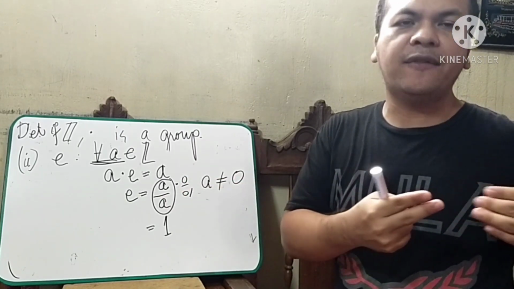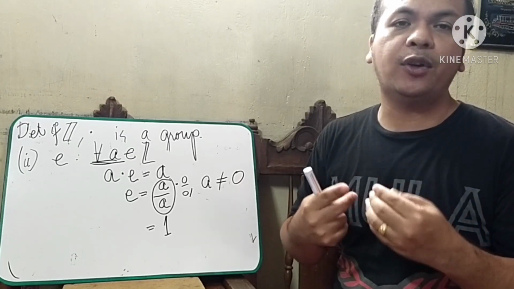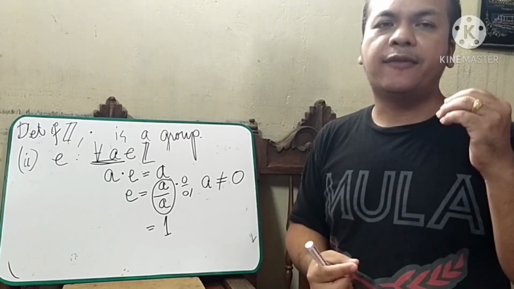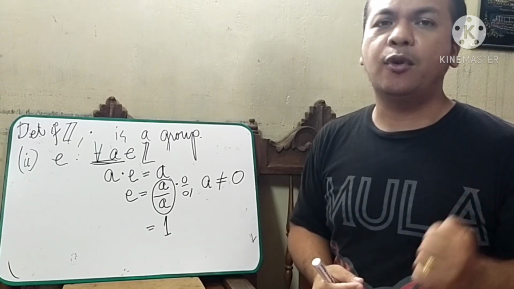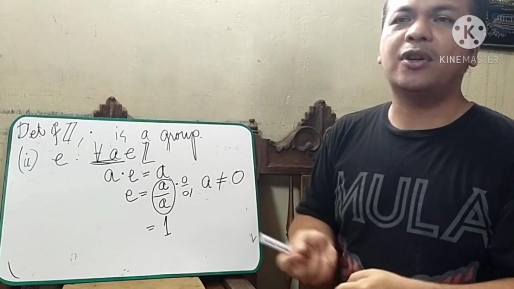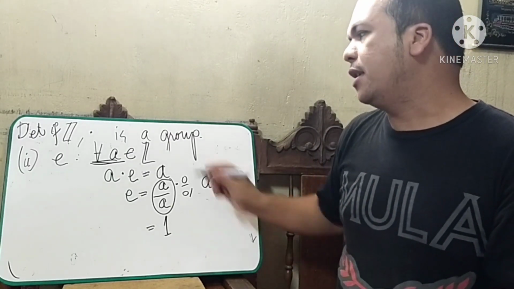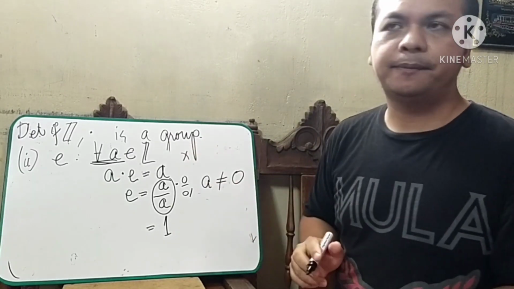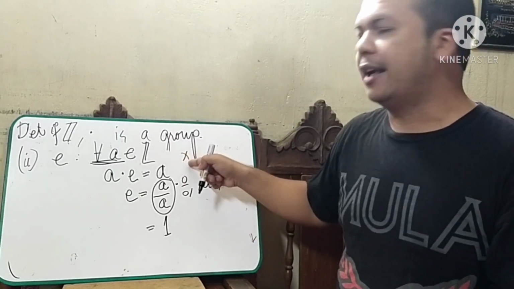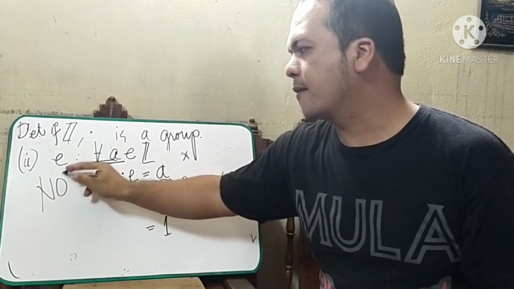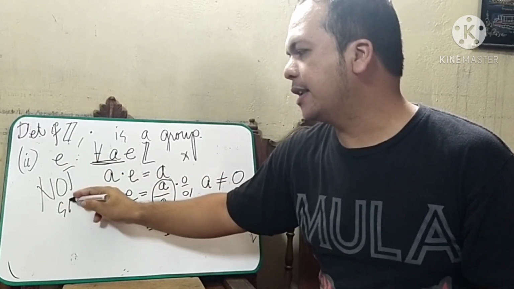And on the left of 0, we have negative 1. Pwede natin siyang isulat, negative 1 over negative 1. For negative 2, negative 2 over negative 2, but not for 0. Because 0 over 0 is an indeterminate form. So, hindi ito check. Hindi ito satisfied. Not satisfied.